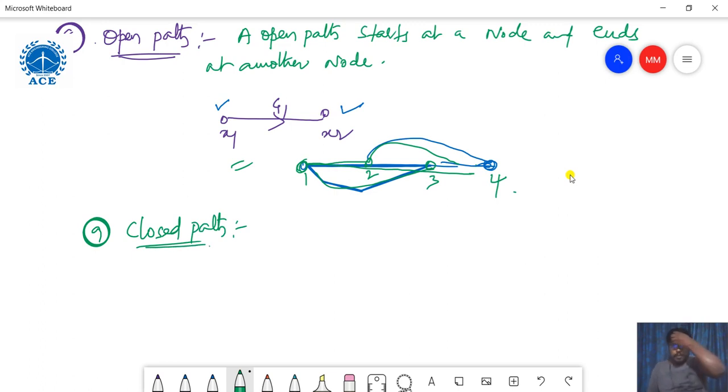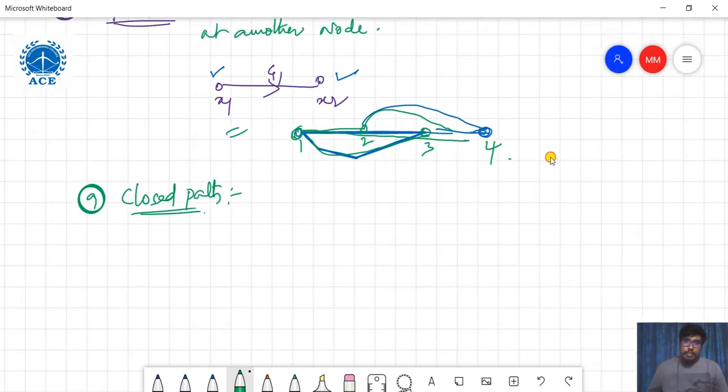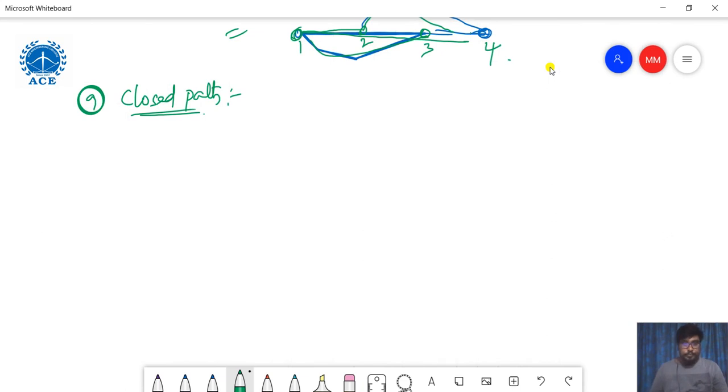Now, what do you mean by closed path? Closed path starts at a node and terminates at the same node, or I can say closed path starts at a node and ends at the same node, which means, for example, if I take, see here, this is one node, I'm naming it x1. It is starting at x1 and terminating or ends at the same node.